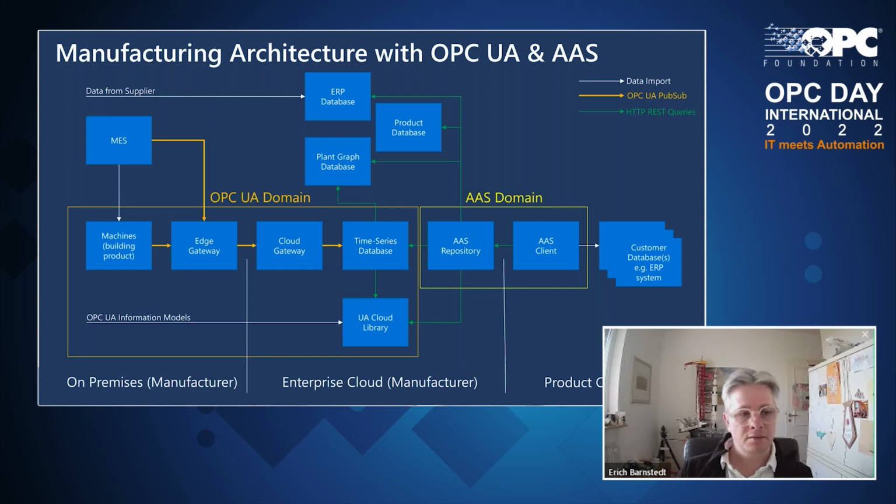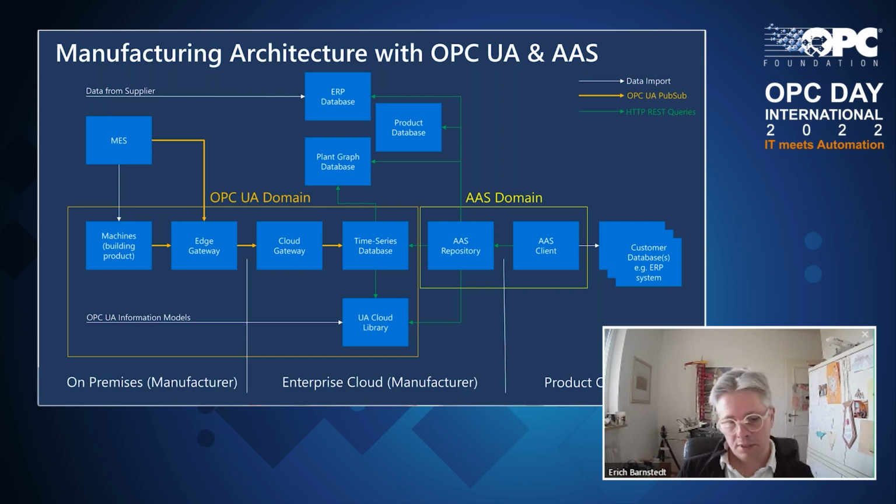There's an MES that more than likely exists to control the machines that form a production line. And then when you're turning this into an industrial IT solution, you probably have an edge gateway and a cloud gateway. The edge gateway sits on-prem, the cloud gateway sits in the manufacturer's enterprise cloud. Again, this is now the connected world in the RAMI 4.0 cube.